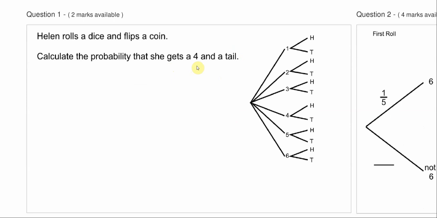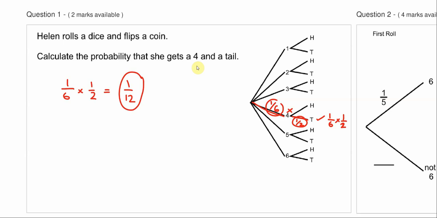So, Helen flips a dice and flips a coin. Probability that she gets a 4 and a tails. So that is going to be this path here, 4, and then tails. Well, what's the probability of getting a 4 on a dice? That would be a 1/6. And the probability of getting a tails on a coin would be a 1/2. So to figure out this branch, we do a 1/6 multiplied by a 1/2, which would be 1/12. So our answer is 1/12.